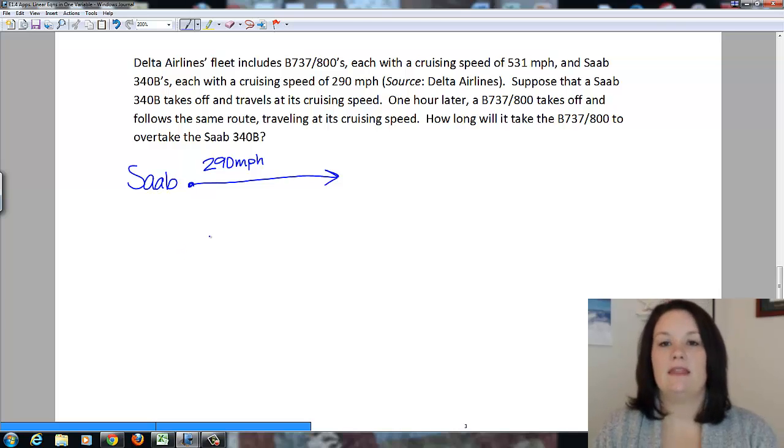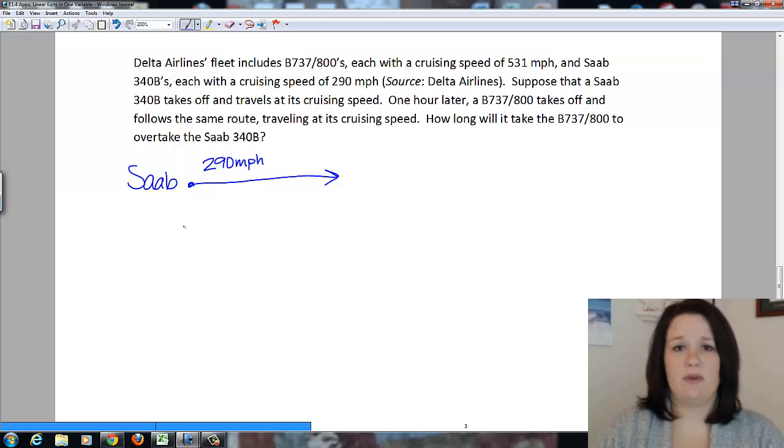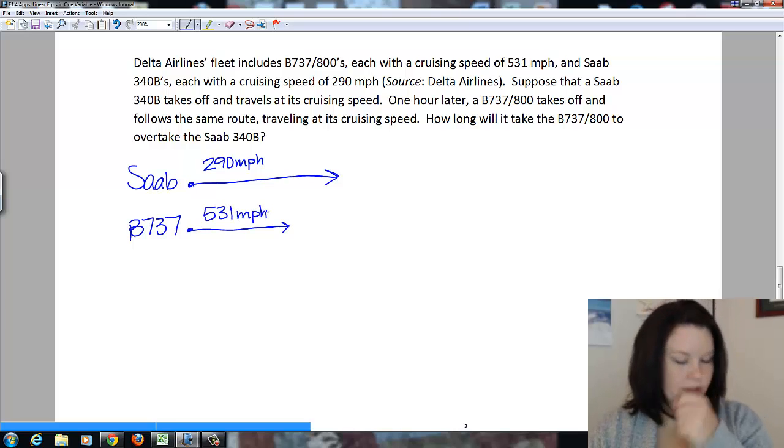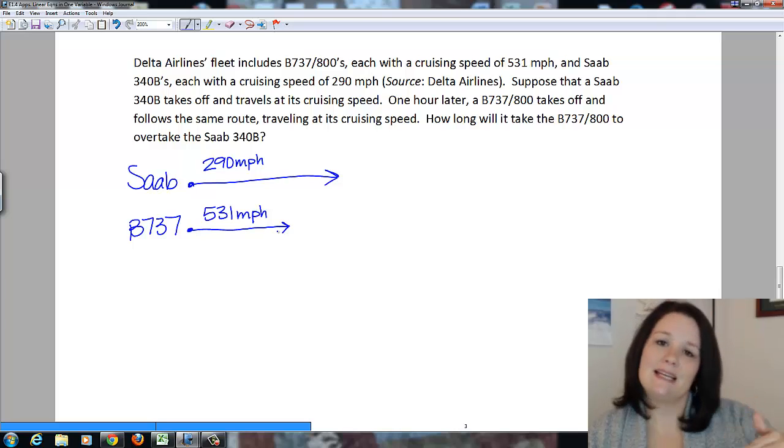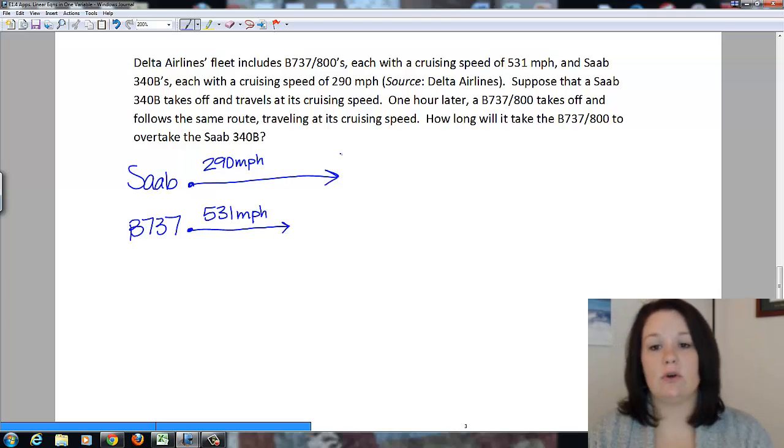Okay. Then 1 hour later, our faster plane, which is our B737, takes off on that same route. Now the only difference here is this one's traveling 531 miles per hour. Okay, and what it's asking is how long will it take the second plane to overtake the first plane? So I want to know, when is that second plane going to catch up to the first one?